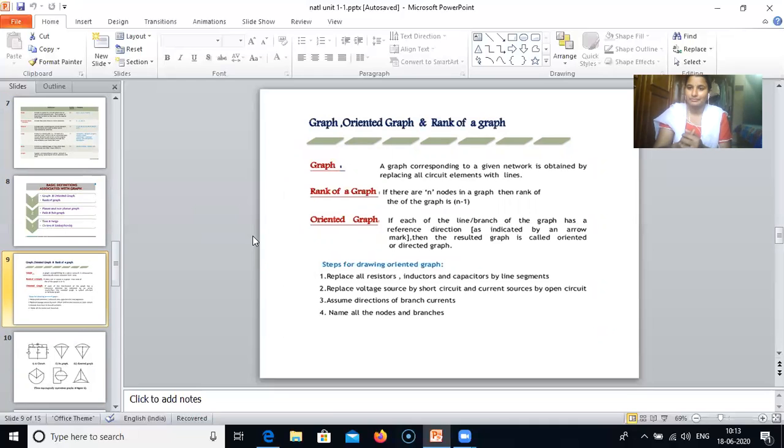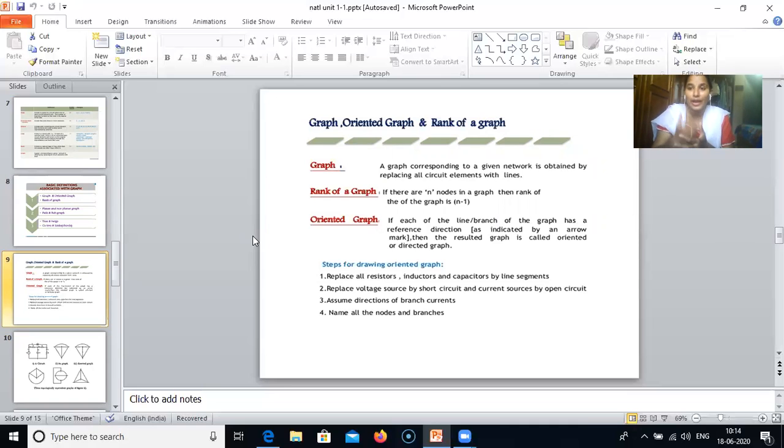Next one is, replace voltage source by short circuit. Replace current source by open circuit. And the next point is, for an oriented graph, oriented means every branch will have a certain direction. The current flow in every branch will have a certain direction. Non-oriented means no direction will be specified for the graph. Okay. And next one is, name all the nodes and branches. For example, if we give A, B, C, D for the nodes, you give 1, 2, 3 for the branches so that you don't get confused. Okay.